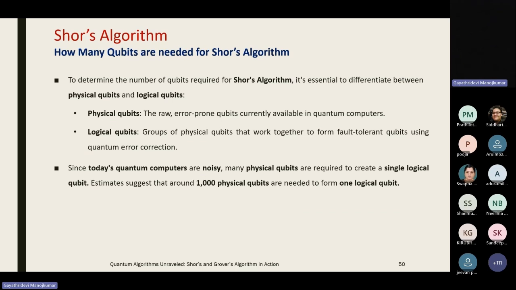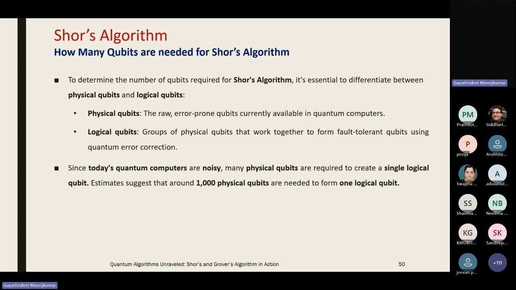So now we come to the main thing: how many qubits are needed for Shor's algorithm. Before thinking about how many qubits are needed, we need to think about physical qubits and logical qubits. What is meant by a physical qubit? It is nothing but a raw qubit. That is, it is an error-prone qubit that is currently available on quantum computers. They are just working on the quantum computers. It is an error-prone one.